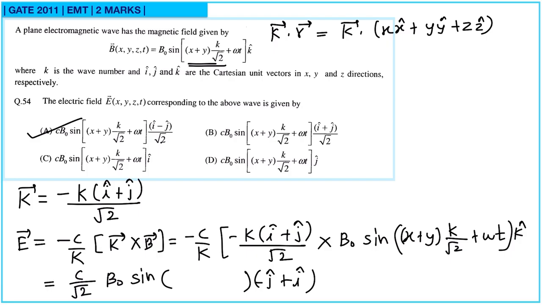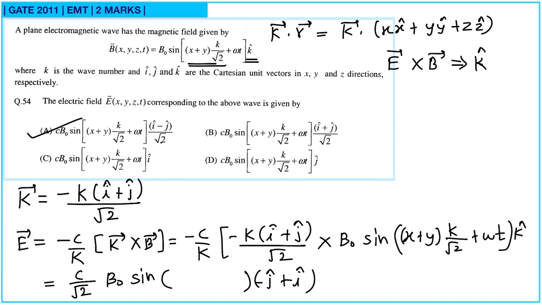Or you can go through the options as well. That means the direction of E bar cross the direction of B bar should be in the direction of k bar, like this should be in the direction of k cap. Now here k cap is given, k cap is in the minus i cap minus j cap direction. So from there also you can calculate. Or you can consider this B cap and then multiply by k cap. So that will also give you the direction of E bar.